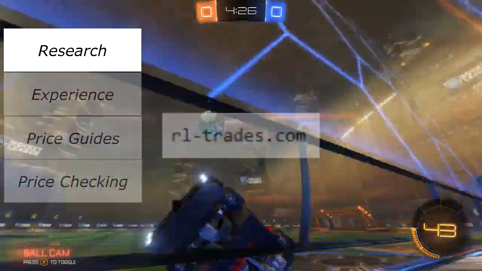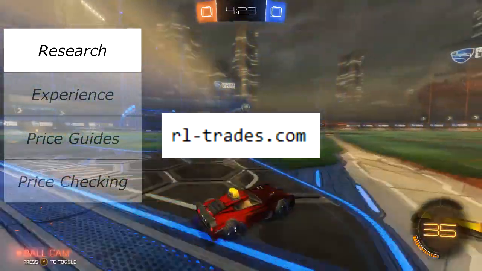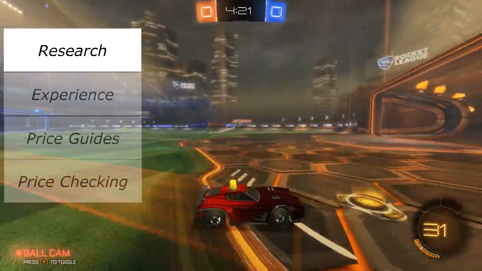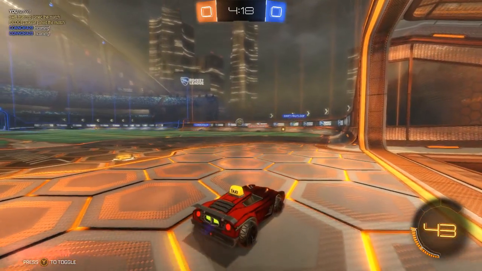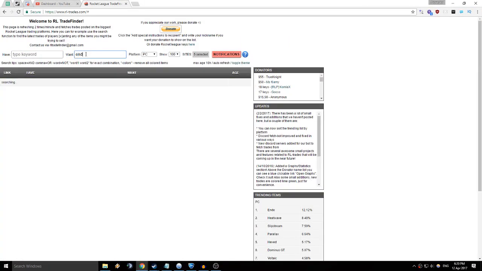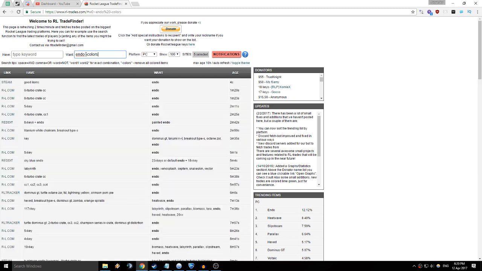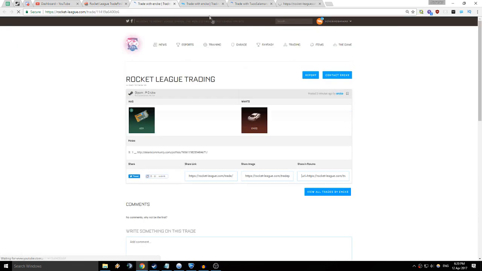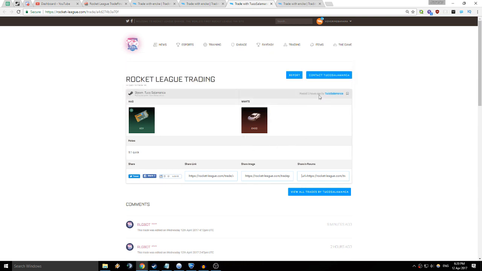Now I use RL Trades to do my research because you can see most of the big platforms in one place. So let's go through one of the items together, and we're going to go through the endo. So we want to see what people are buying the endo for. So we type in here want endo, and we do minus colors, so we only see the unpainted version. And we see here a guy offering 5 keys for an endo, another guy offering 5 keys for an endo, another 5 keys. We see here one's trying to get it for 4. So yeah, 5 keys.